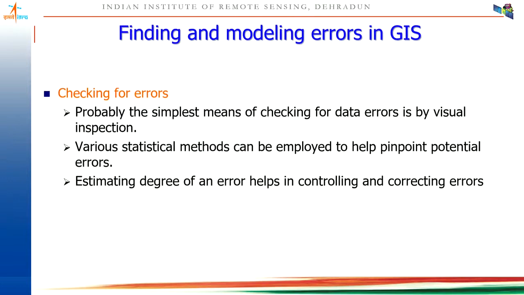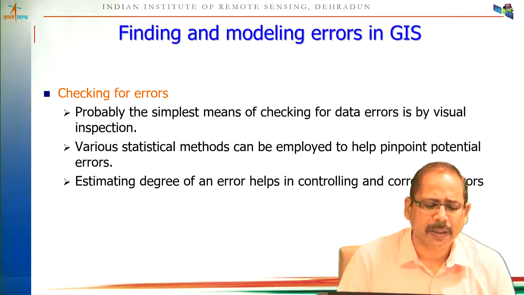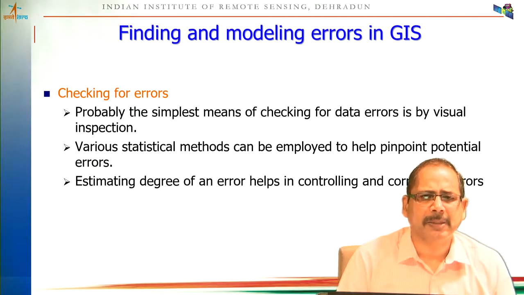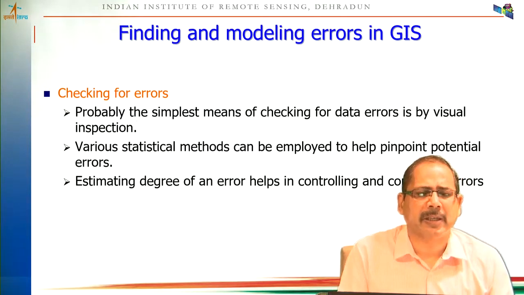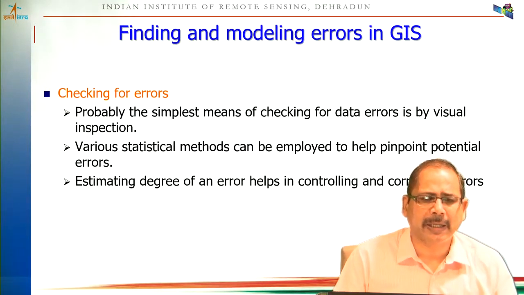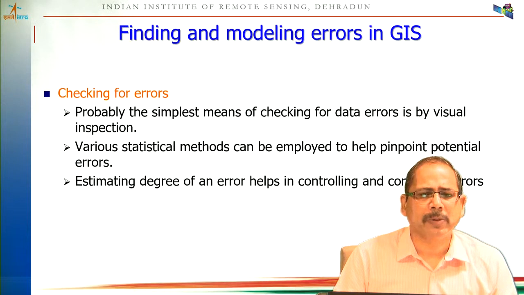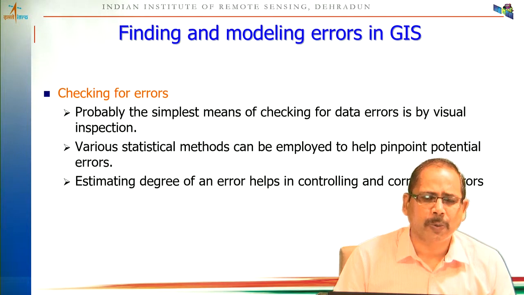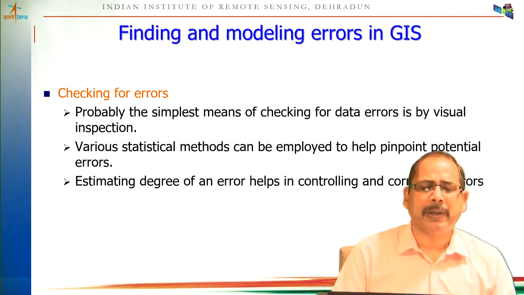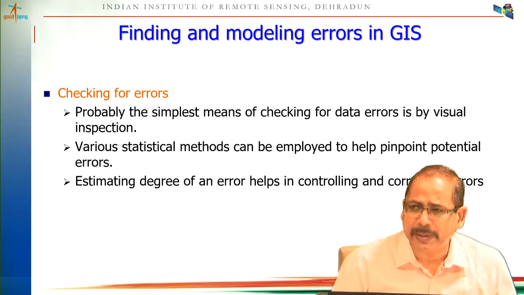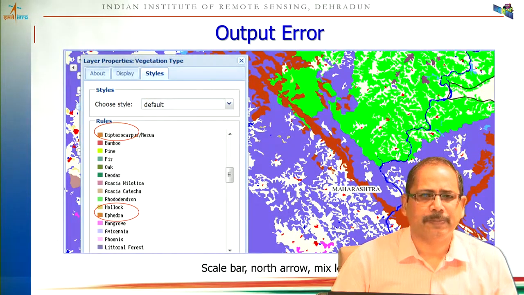There are different methods to check for errors. Probably the simplest means of checking data errors is visual inspection. You can check whether your maps or data are created properly or not. But of course, if your geographical or mapping area is very large, visual inspection may not be possible. Then you can develop some computational techniques. You can use some tools that can identify the different types of errors in your database, and once that is done, you can fix them.